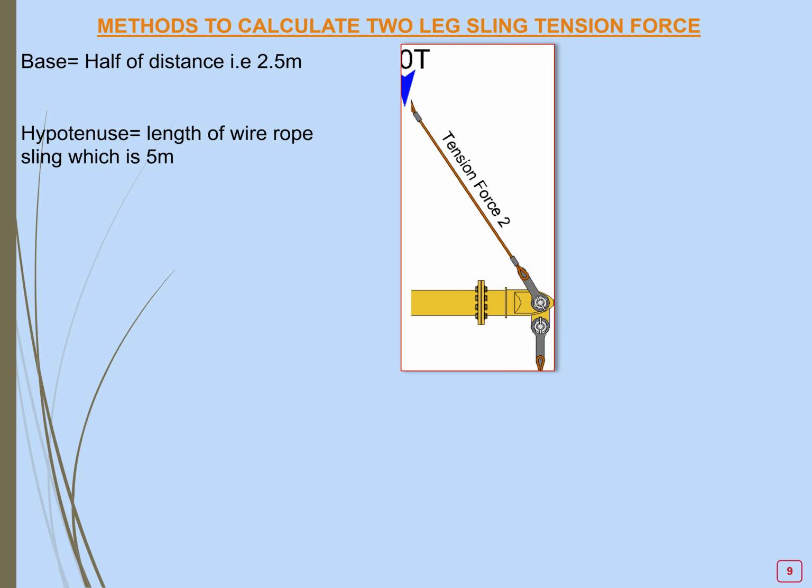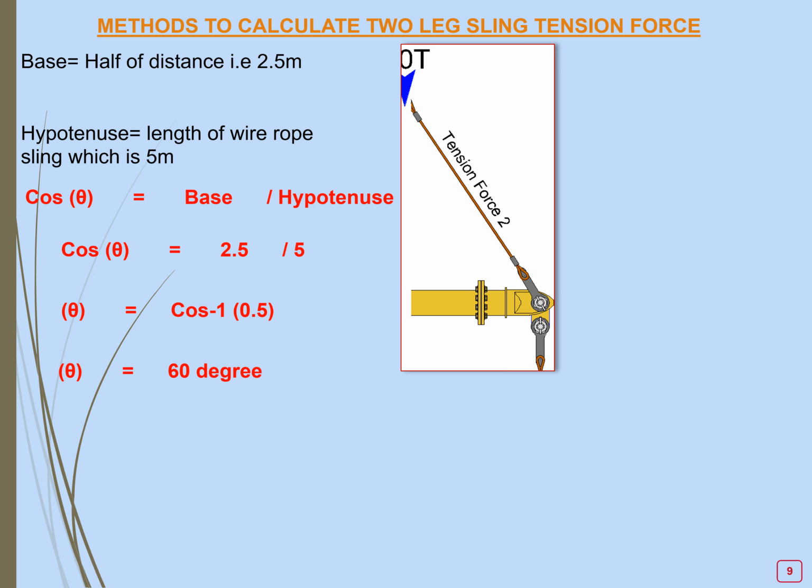Let's start to calculate the angle. We have the information: the base is 2.5 meter, and the hypotenuse is the length of this wire rope sling, which is 5 meter. Let's apply cos theta, which is equal to base divided by hypotenuse. Putting in the figures, cos theta is equal to 2.5 divided by 5, we get 0.5, and theta is equal to cos inverse of 0.5, so theta will be 60 degrees.